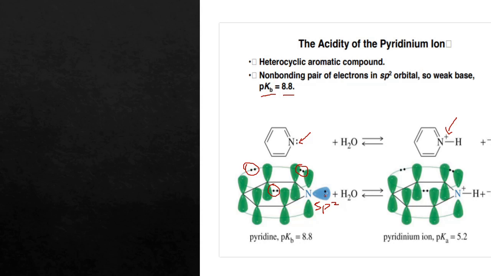Now when this lone pair of electrons is given for the formation of a bond with H plus, nitrogen now carries a positive charge. When nitrogen gets a positive charge, its electronegativity increases further. You can see the pyridinium ion has a pKa value of 5.2, which makes it more acidic compared to pyridine.